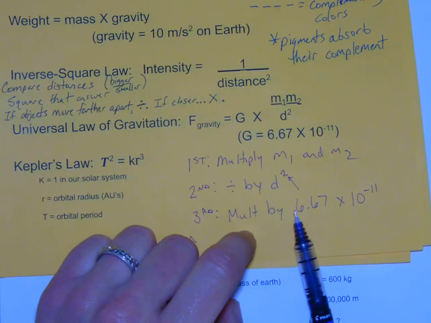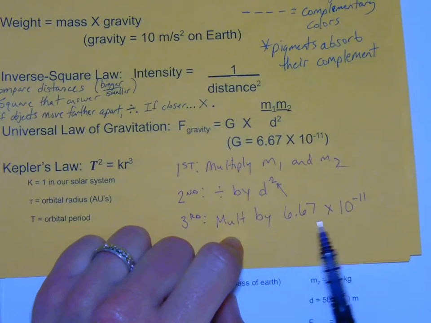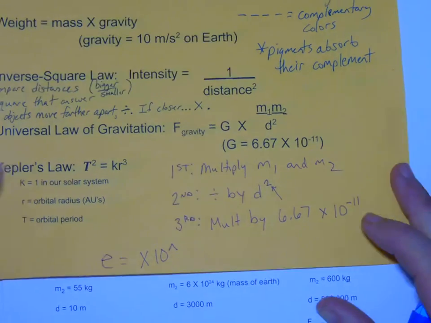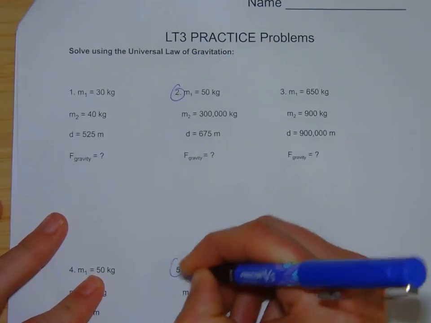And then your third step is to multiply it by the capital G, that constant, which is 6.67 times 10 to the negative 11th. So pause me if you need to, because I'm going to keep right on rolling here. Practice problems. I'm just going to pick a couple of them to work through with you. It's the exact same process every single time. We're going to do 2 and 5.